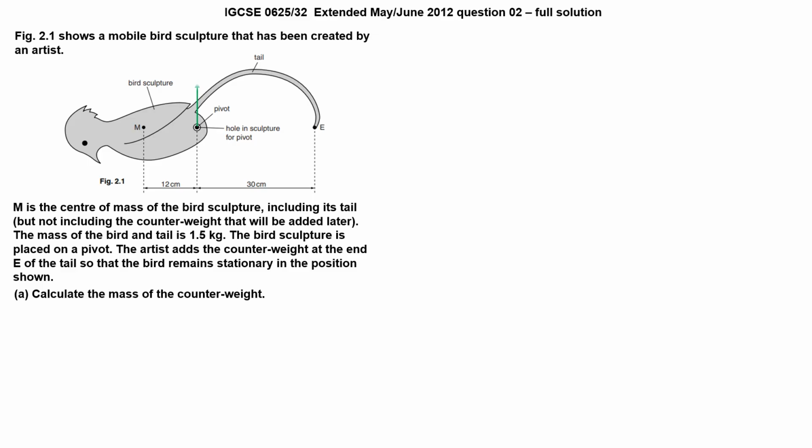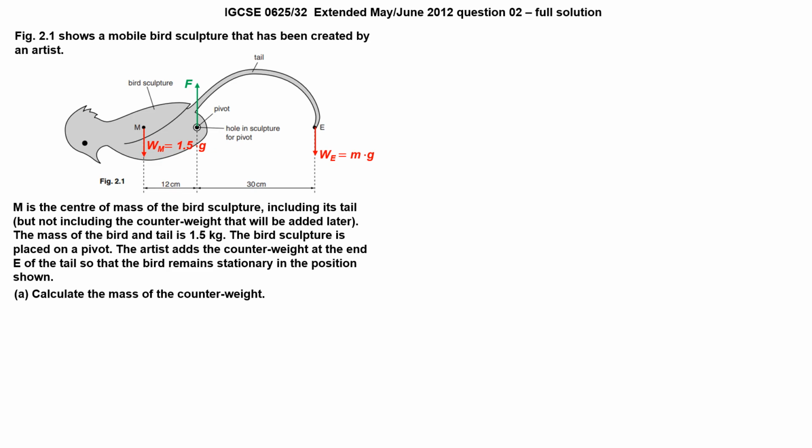To solve this problem, we apply the principles of torque and equilibrium. The moment of a force is the turning effect around a pivot point, calculated by multiplying the force's magnitude by the perpendicular distance from its line of action to the pivot. The moment of a force is also known as torque.